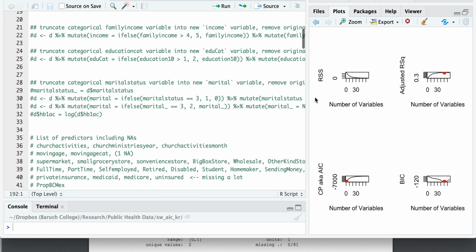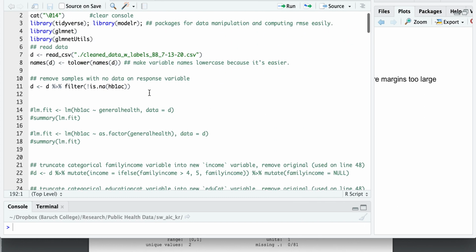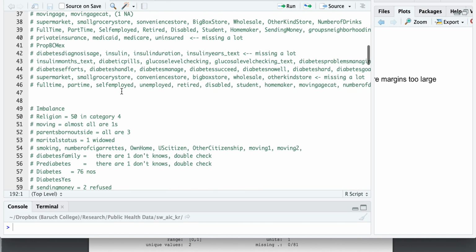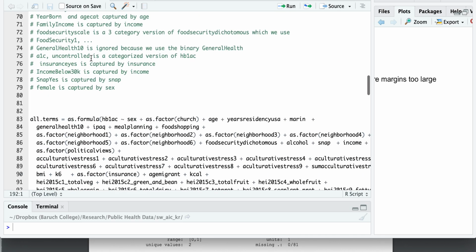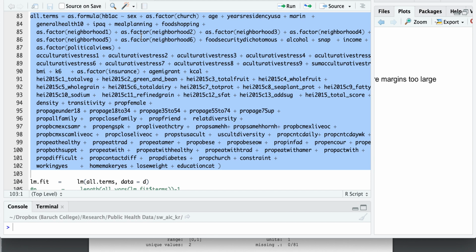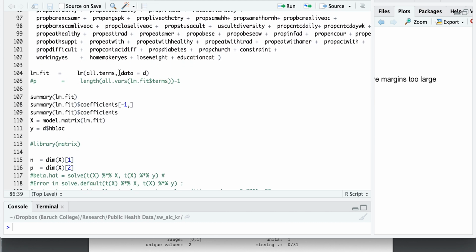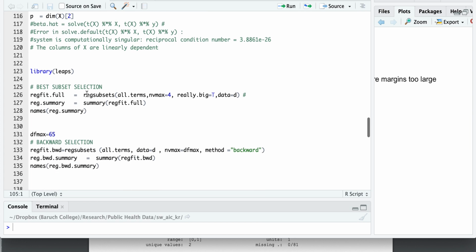Okay, so just to go back from the beginning, we have the data, we remove the missing values, we remove some because of redundancy imbalance, we put all the terms that remain here, we pay attention to the categorical variables, we do a full linear model fit, we get nothing because there are more predictors than observations. We do best subset selections. We don't go larger than 4. You can try 5 and 6.